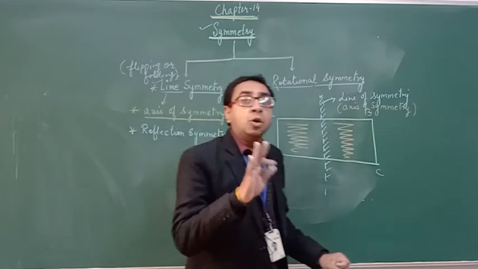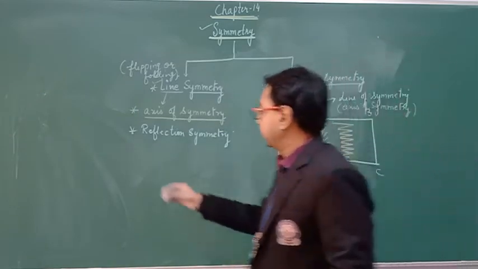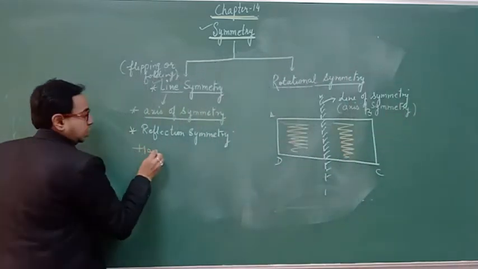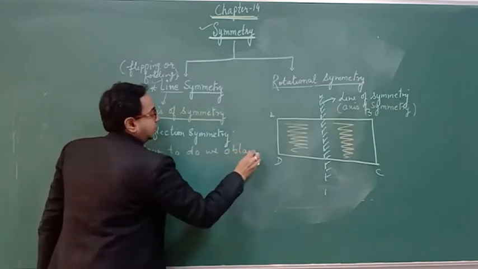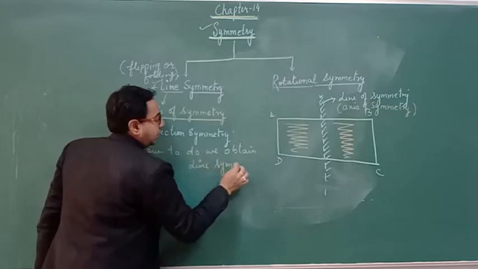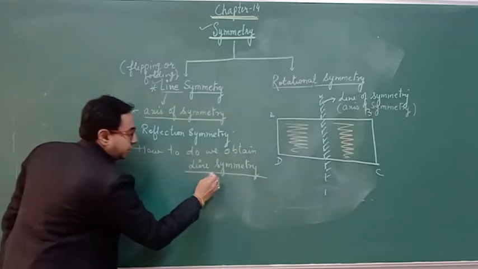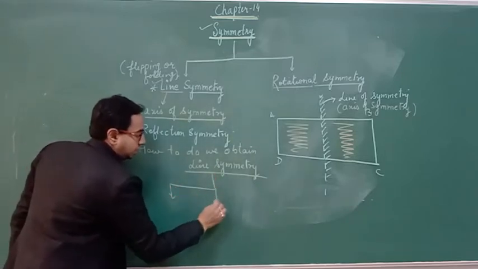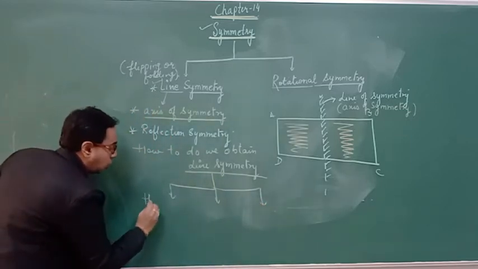Now, when we talk about line symmetry, how do we obtain line symmetry? That is again important. Normally, how do we obtain line symmetry? There are three methods. By cutting the line horizontally.